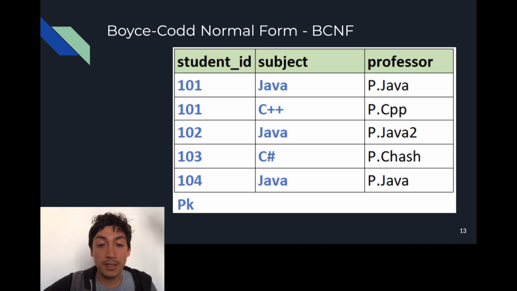Our primary key is composed by student ID and subject. Professor directly depends on all the primary key, so it satisfies the second and third normal form, but not the Boyce-Codd normal form, because one subject could be taught by more than one professor. So there is one more dependence relation. Subject depends on professor, but professor is a non-primary attribute, and subject is a primary attribute. So this table doesn't satisfy the Boyce-Codd normal form.